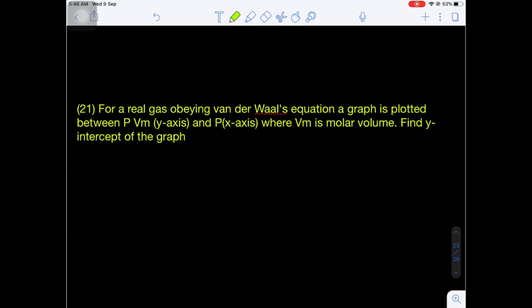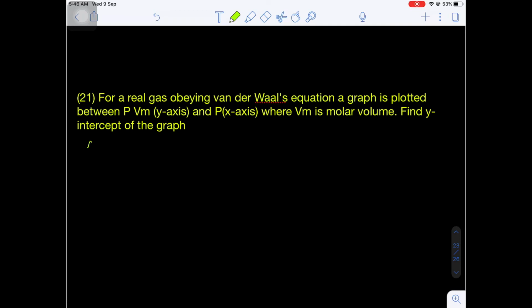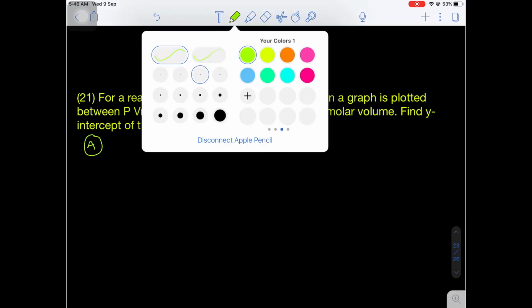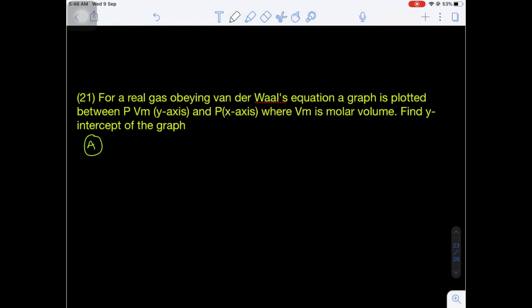Now question number 21. For a real gas obeying the van der Waals equation, a graph is plotted between P Vm on the y-axis and P on the x-axis, where Vm is the molar volume, that means the volume occupied by 1 mole. Find the y-intercept on the graph. Now first of all, write the 1 mole van der Waals equation, P plus a by V square. Instead of V I am writing Vm, because the volume occupied by 1 mole is the molar volume.